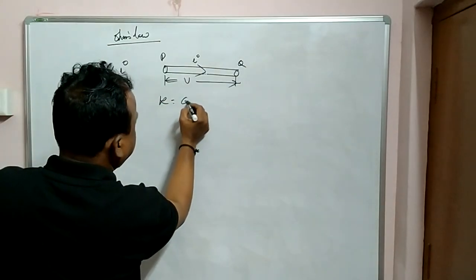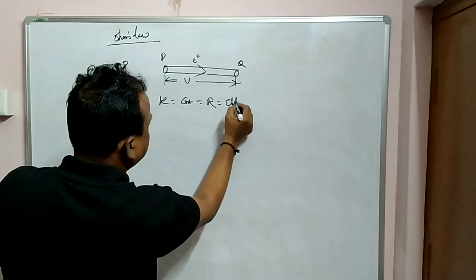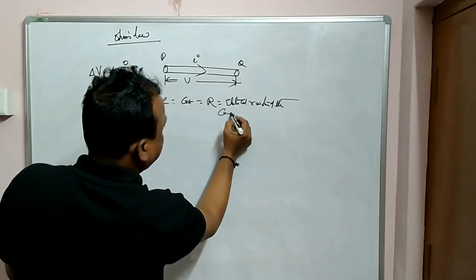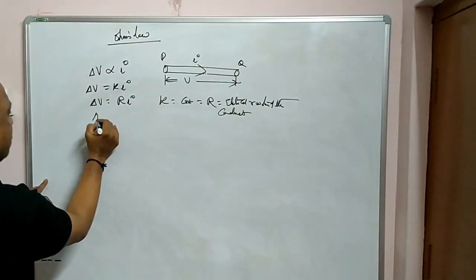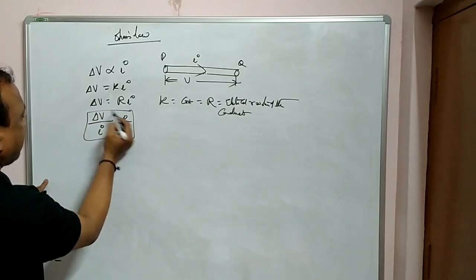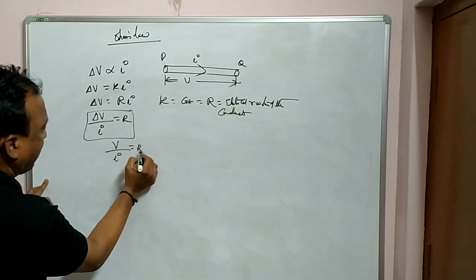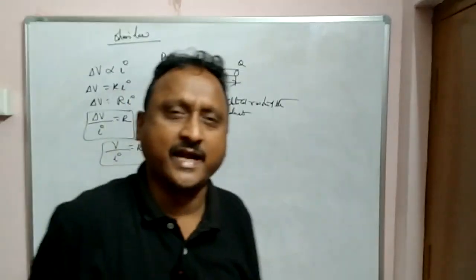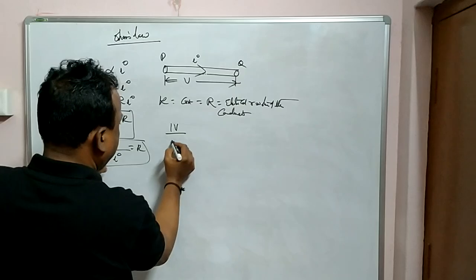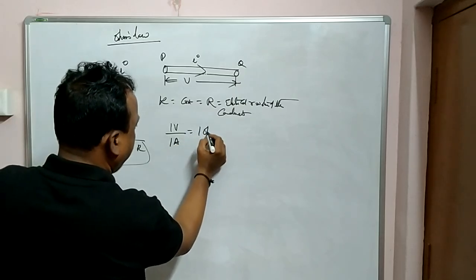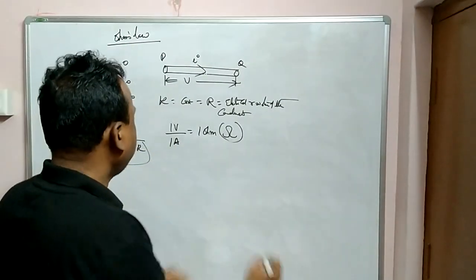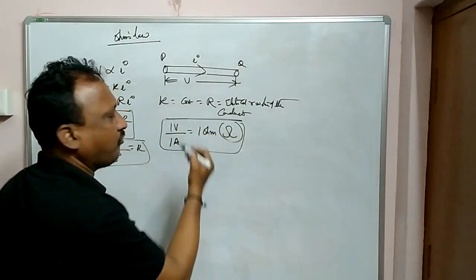This K is a constant which is equal to the electrical resistance of the conductor. Therefore, V by I is equal to R. So it is the ratio of potential difference applied to the strength of current. Therefore, the SI unit of potential is volt, current is ampere, and that is equal to 1 ohm. The ohm symbol you can write like this, which is also called omega in mathematics. So the SI unit of resistance is ohms.